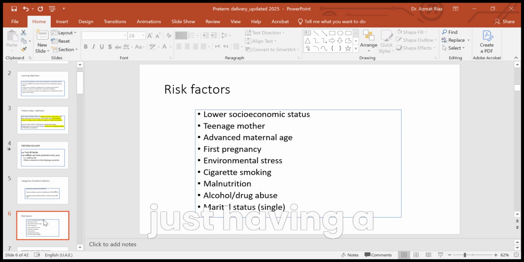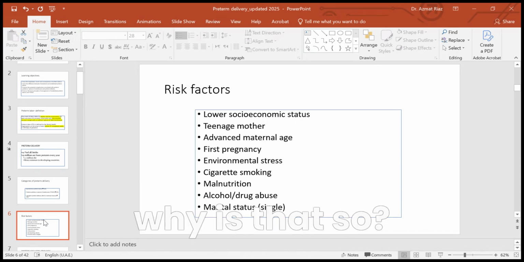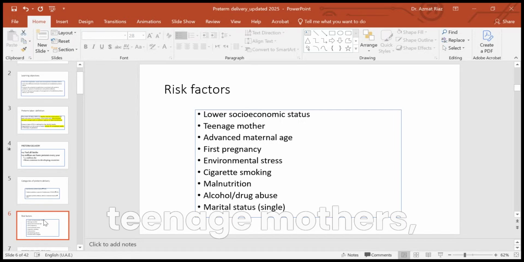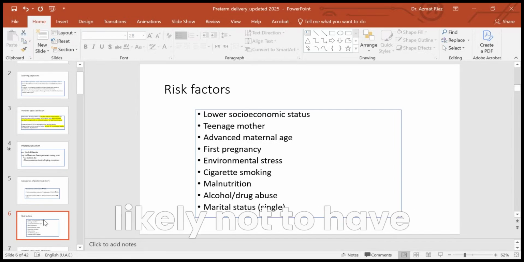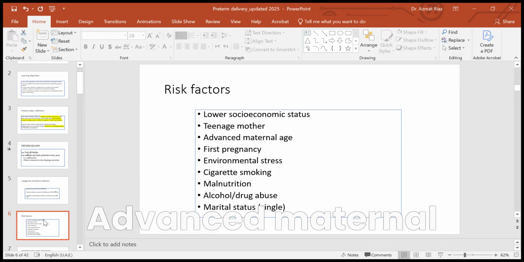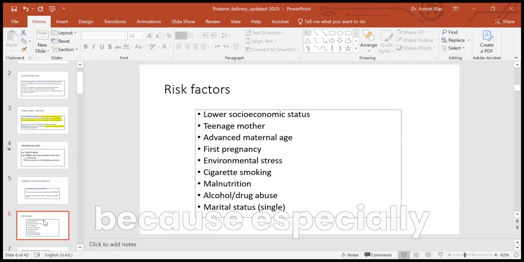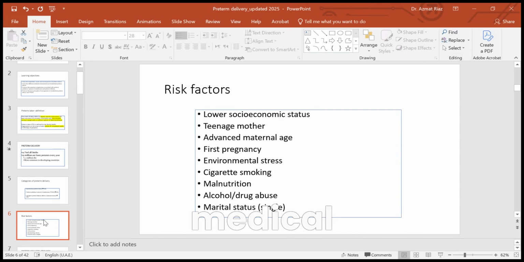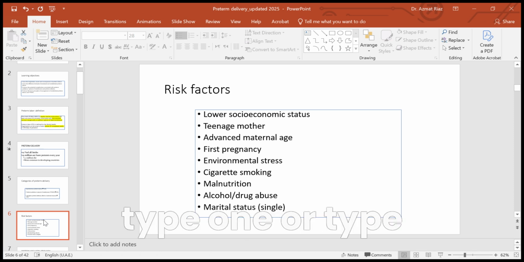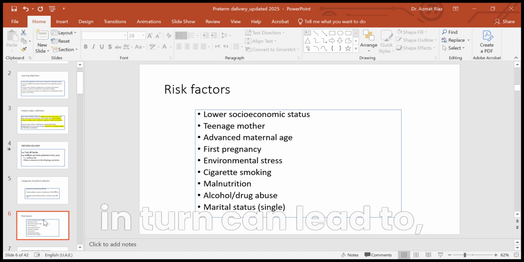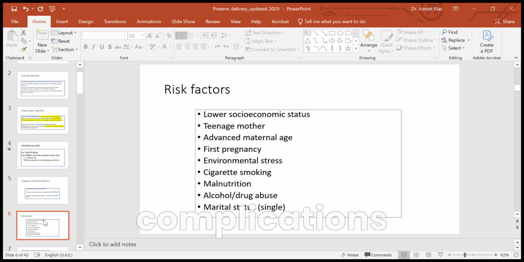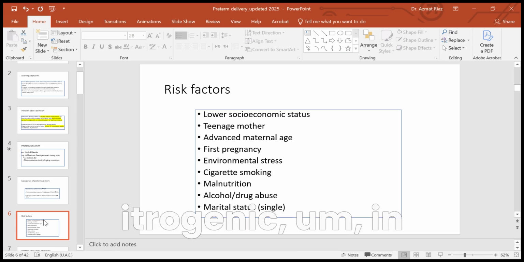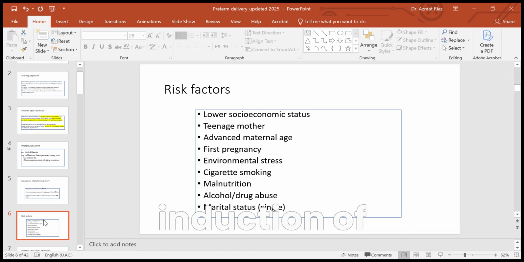Teenage mother: this is usually related to socioeconomic status, because teenage mothers are more likely not to have social support. Advanced maternal age, why is that so? Especially after the age of 40, women are more likely to have other medical comorbidities, for example hypertension or type 1 or type 2 diabetes mellitus, which in turn can lead to maternal and fetal complications, and as a result may lead to iatrogenic induction of preterm labor.